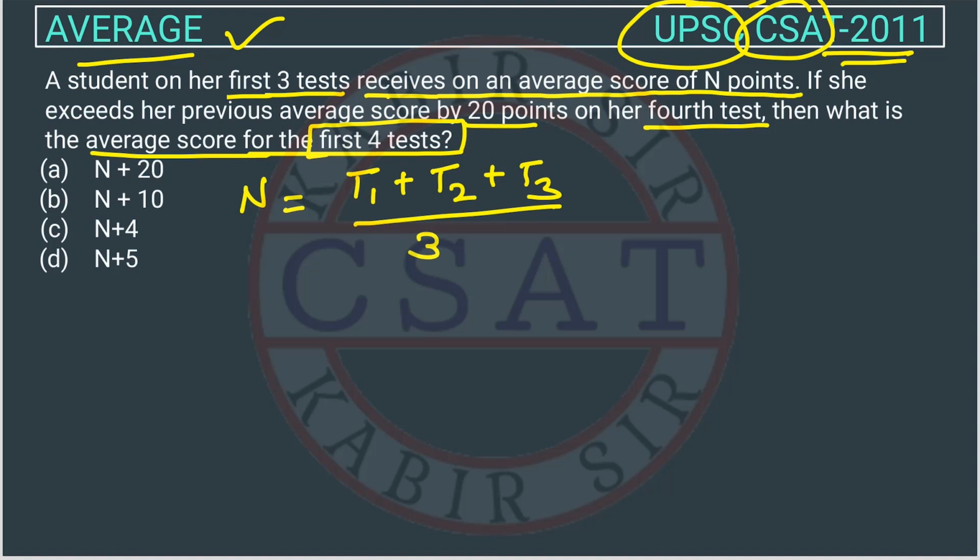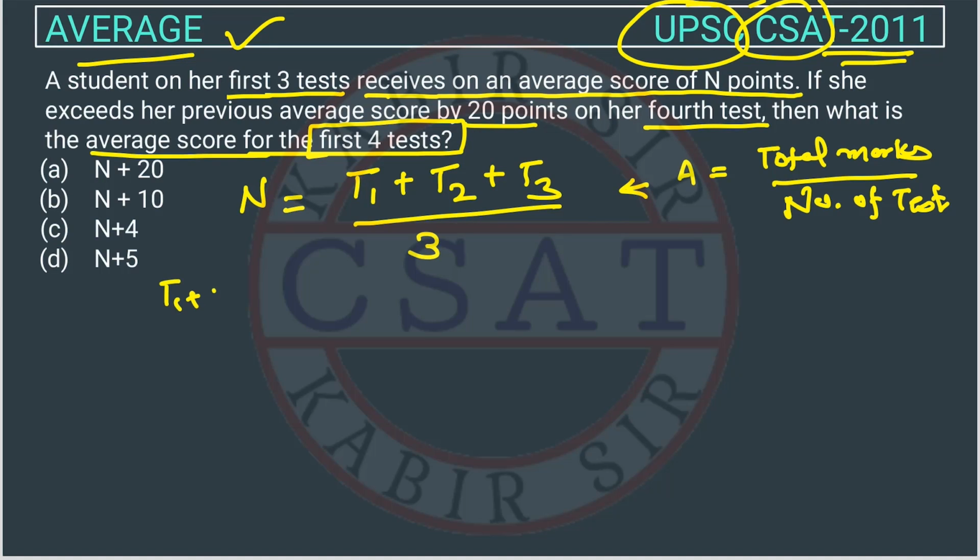So by using the formula of average, because we know that average is equal to total marks upon number of tests, I'm using this formula here. So from this one we can get T1 plus T2 plus T3 is equal to 3n.